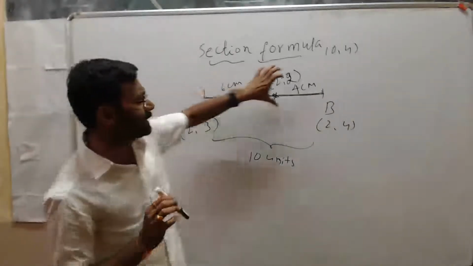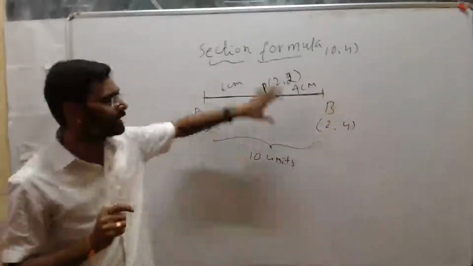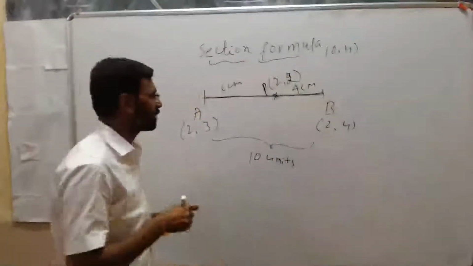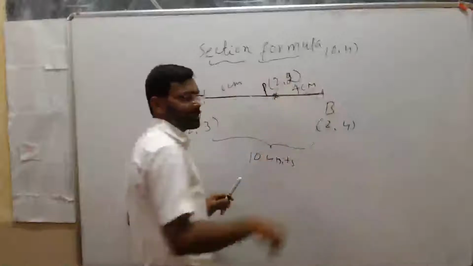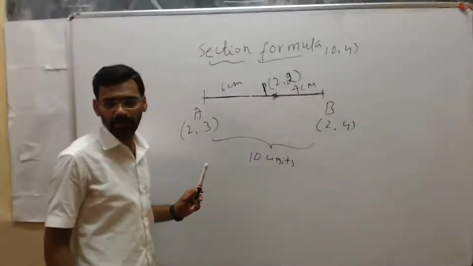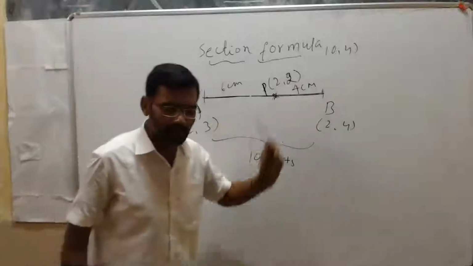Okay, therefore AB is a straight line. Then P will divide AB in how many parts? 2 parts. Therefore the first part is AP, and the second part is PB.